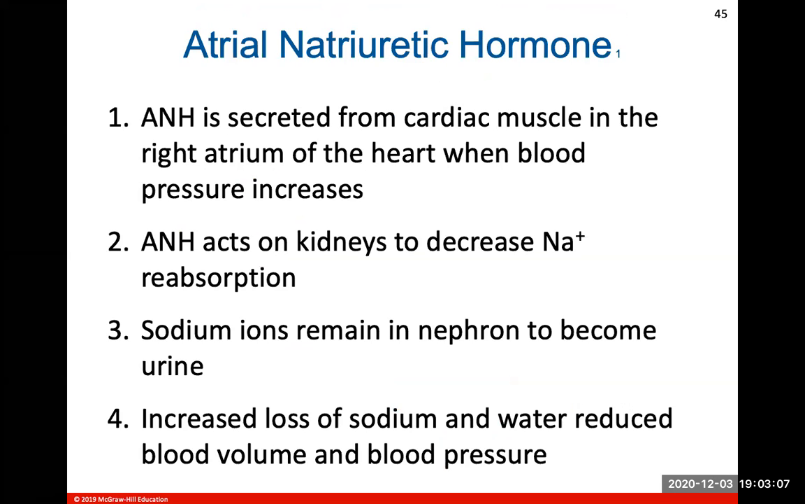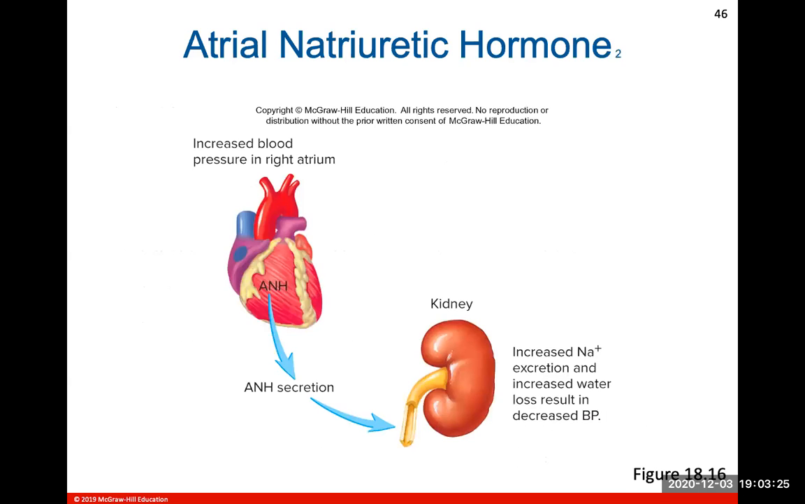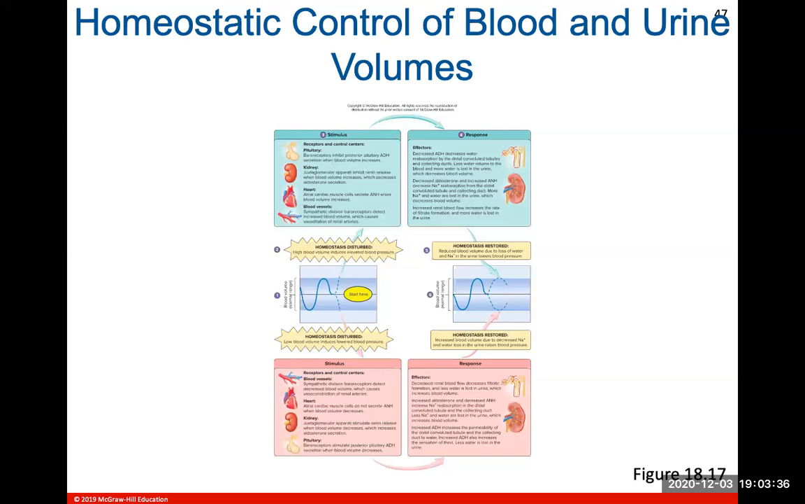And then atrial natriuretic hormone is secreted from cardiac muscle when blood pressure increases, and ANH will act on the kidneys to help decrease sodium reabsorption, so sodium ions will remain in the nephron to become urine, and increased loss of sodium and water will reduce blood volume and blood pressure. So this is the body's way to decrease blood pressure and blood volume by releasing ANP from the cardiac muscle cells in the heart.